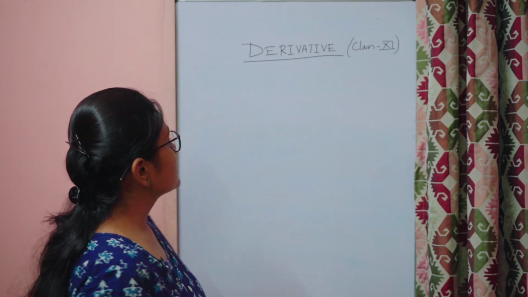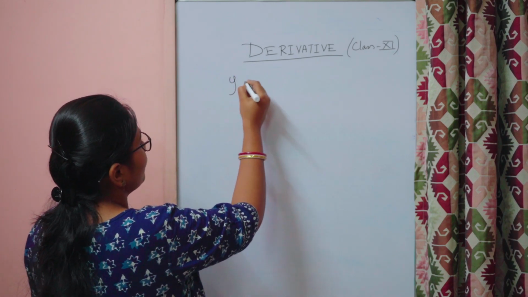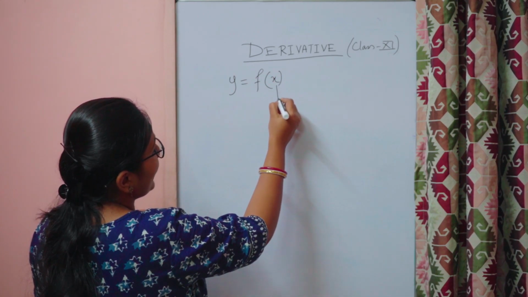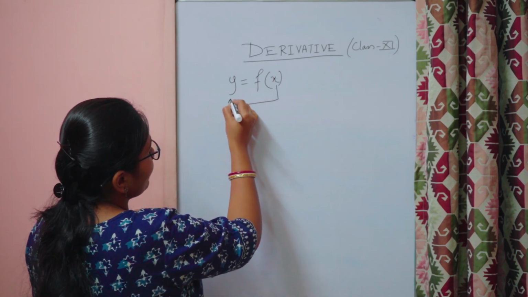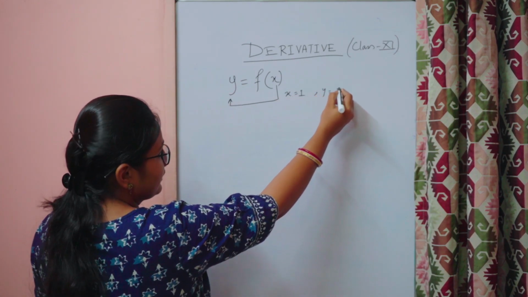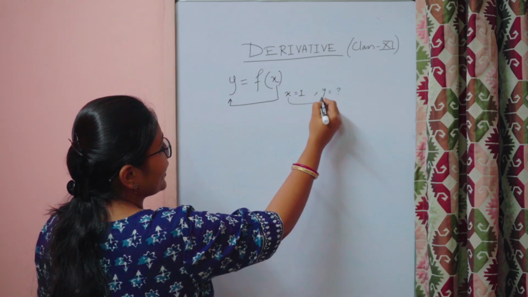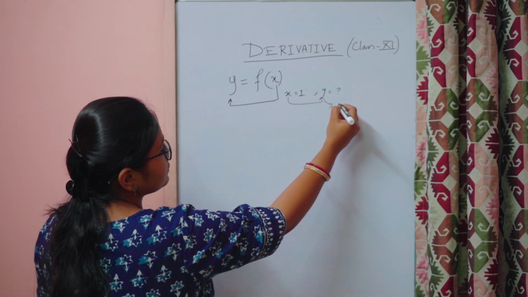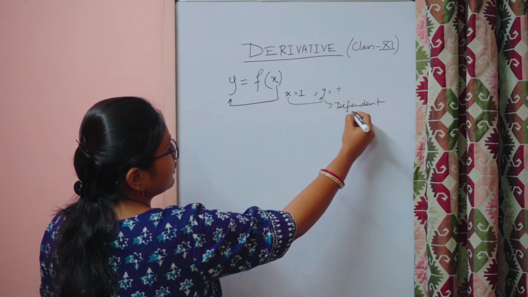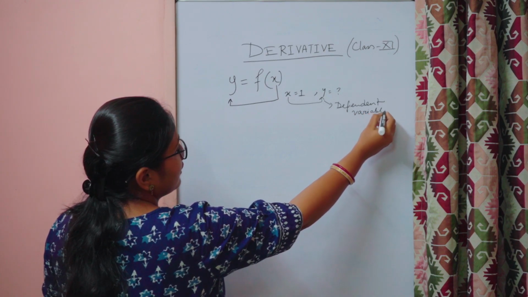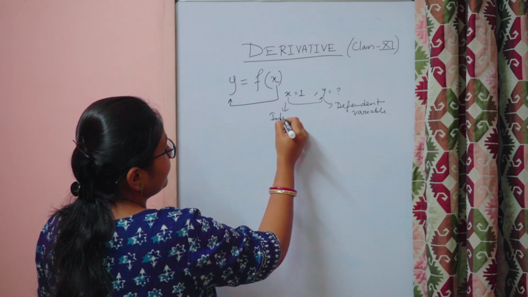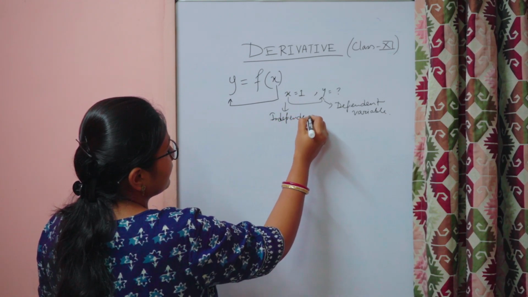Okay. Suppose this is a function y equals f(x). So you can say that for the value of x, this y will change. Means if you take x as 1, y will get something that depends on x. So this is your dependent variable and this is your independent variable.